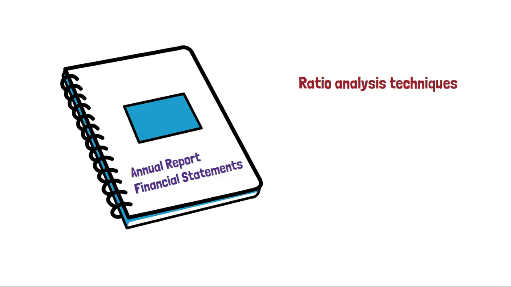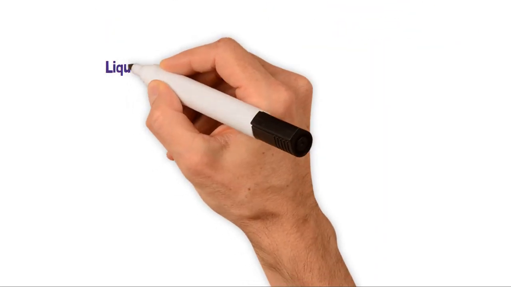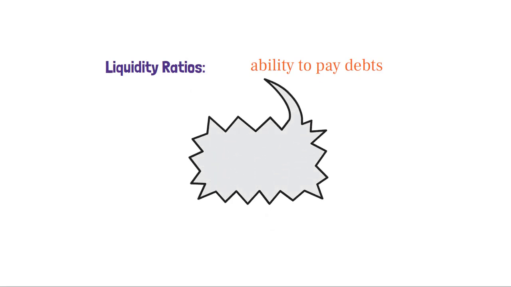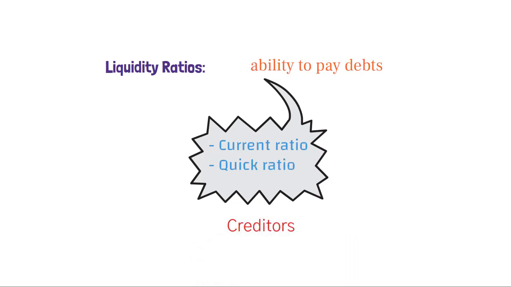I am not going to discuss all these ratios individually. I would rather talk about the main categories that these ratios fall under. Ratios are divided into 5 categories. Liquidity ratios give an idea of the firm's ability to pay debts that are maturing within a year. Examples of ratios are the current ratio and quick ratio. Creditors from which the company borrows money could be interested in these ratios while evaluating the company.